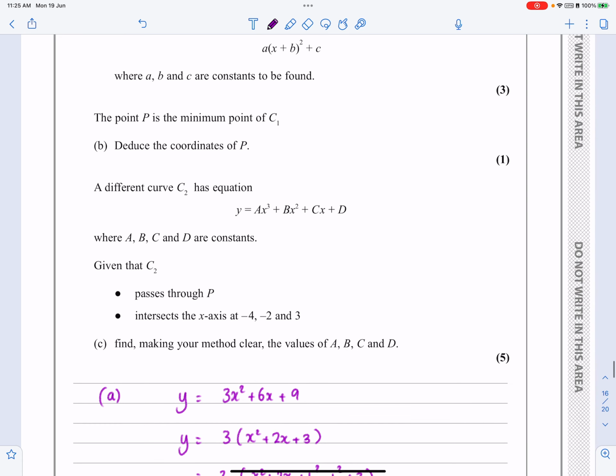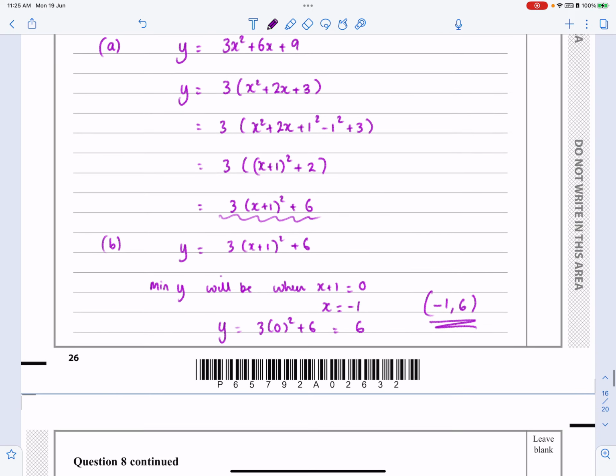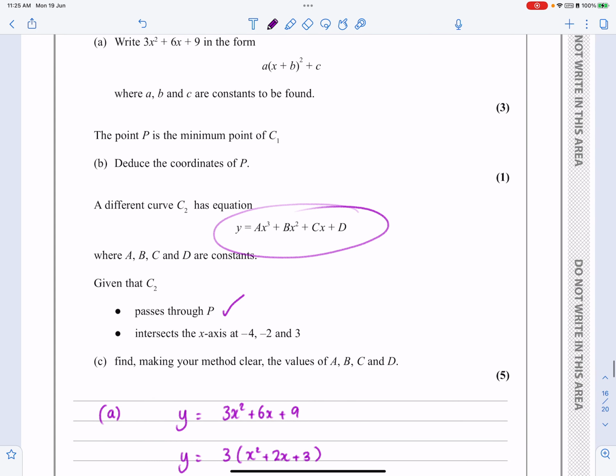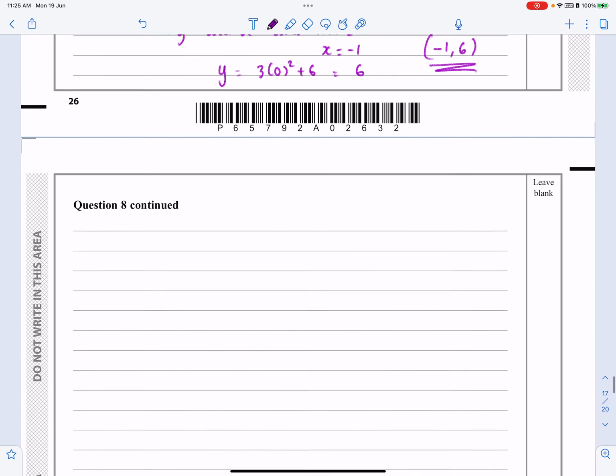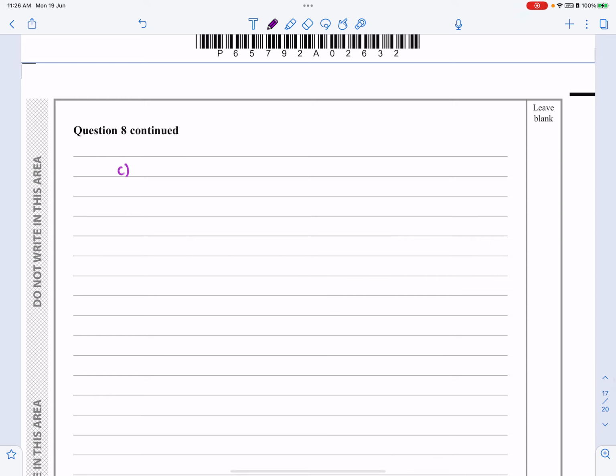This is a slightly different part to the question now. It now says a different curve is this cubic here, and it says that for this, it passes through P. Okay, so I know x is equal to minus 1, y is equal to 6. But it also intersects with the axis at those 3 points. So can we see if we can work out what a, b, c, and d are? Yeah, okay, well, let's get started with that then.